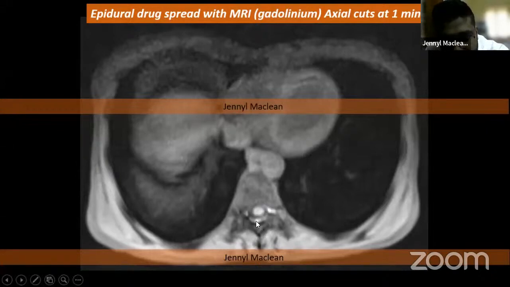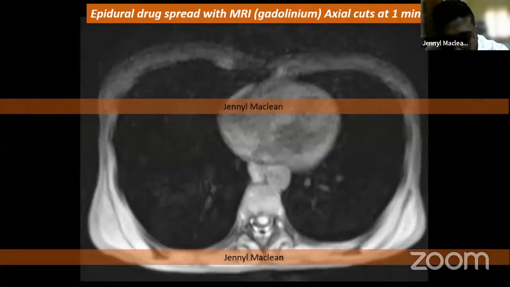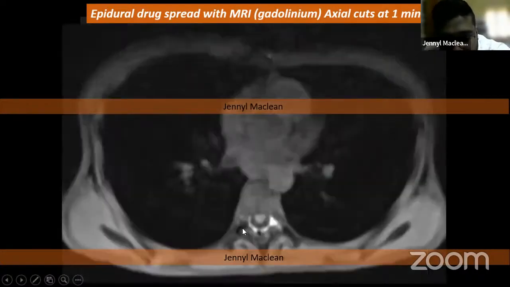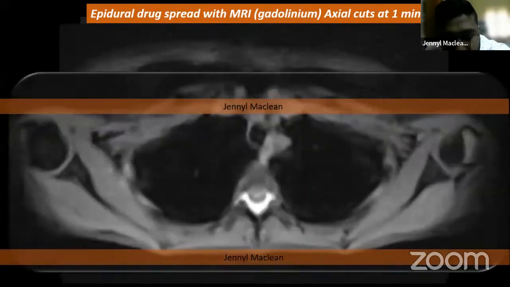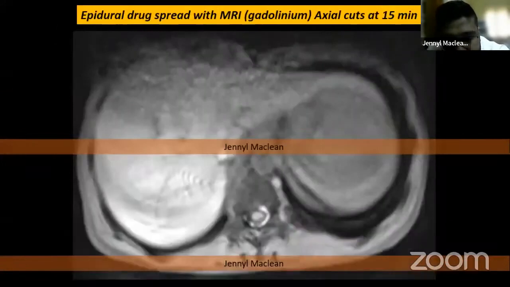What happens here is, to get a good dense blockade, the drug has to spread around the anterior epidural space and also the posterior epidural space, and the drug seeps out through the foramen to produce a dense blockade. These are the images with 2 ml of local anesthetic. After injecting 15 ml of local anesthetic, let's see what happens.